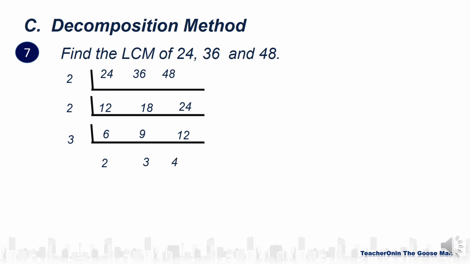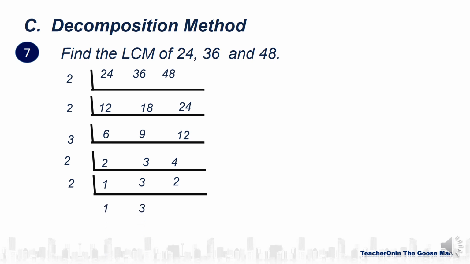But I can divide 2, 3, and 4 by the prime number 2. So 2 divided by 2 will give us 1. Since I cannot divide 3 by 2, I'll simply copy 3. Then 4 divided by 2 will give me 2. Then divide this again by 2. Since I cannot divide 1 by 2, I simply copy 1 as well as 3, and 2 divided by 2 will give us 1. And then divide the quotients again by 3. So the final quotients are 1, 1, and 1, since I cannot divide 1 by 3.